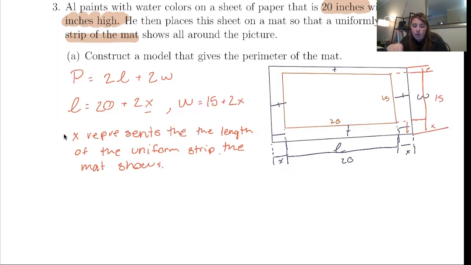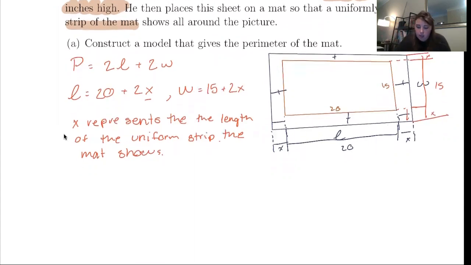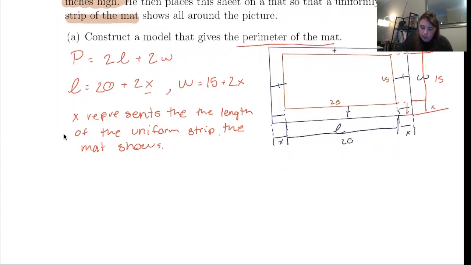So I have my length and my width, but I was asked to give the perimeter of the mat. So I'm going to smush them all together. I'm going to say the perimeter is going to equal 2 times the length, so 20 plus 2x, plus 2 times 15 plus 2x, right?